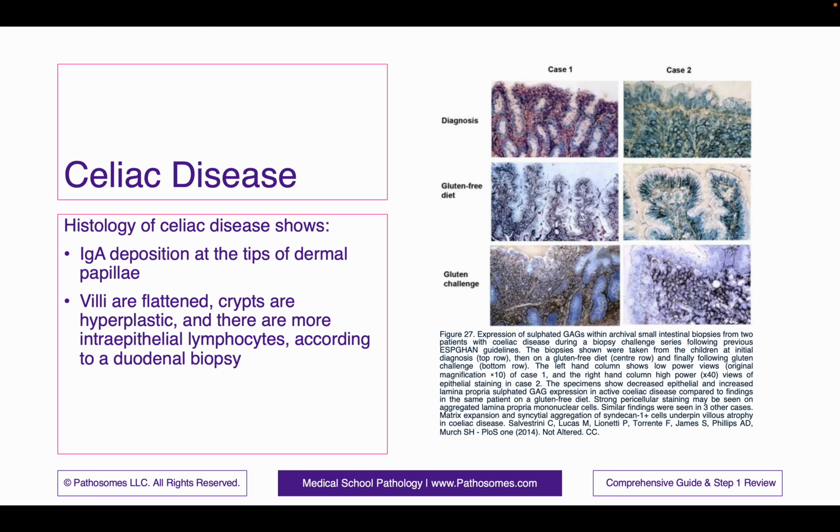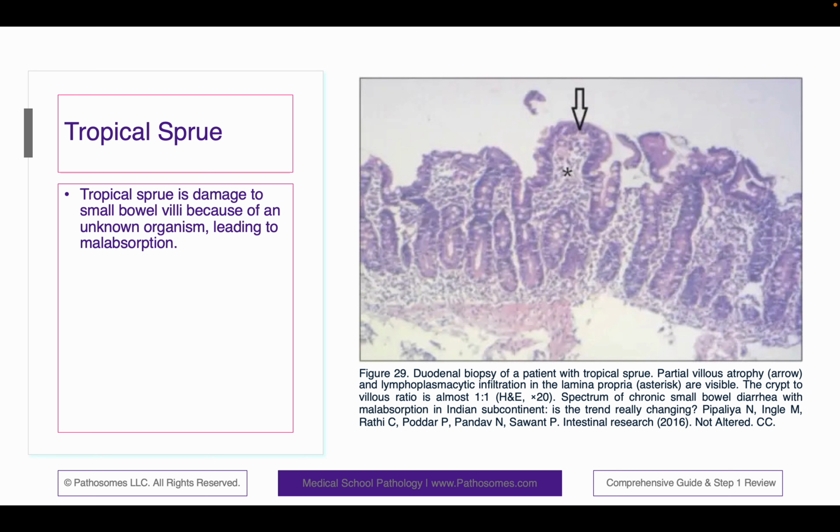Now let's get into another important topic, which should be on the differential for celiac disease, which is tropical sprue. Now, tropical sprue is damage to the small bowel villi because of an unknown organism. This leads to malabsorption.